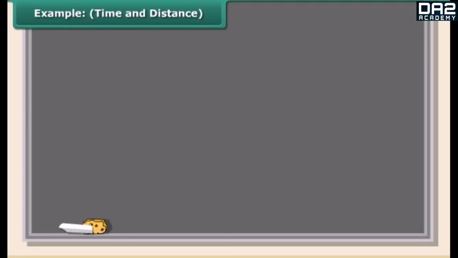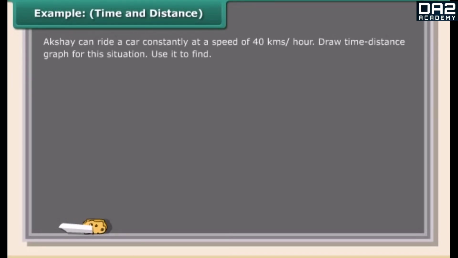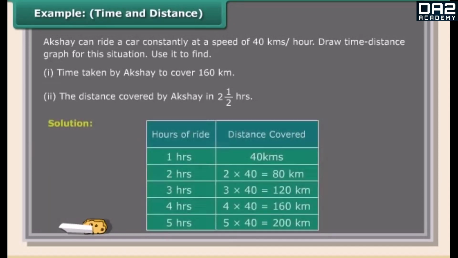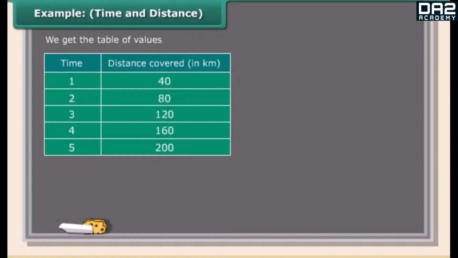Example: time and distance. Akshay can ride a car constantly at a speed of 40 km per hour. Draw a time-distance graph for this situation. Use it to find 1. The time taken by Akshay to cover 160 km. 2. The distance covered by Akshay in 2.5 hours. We get the table of values. Scale: x-axis, 1 unit is equal to 1 hour. Y-axis, 1 unit is equal to 40 kilometers.